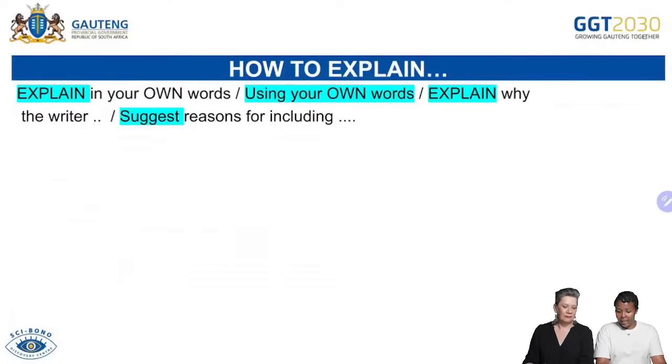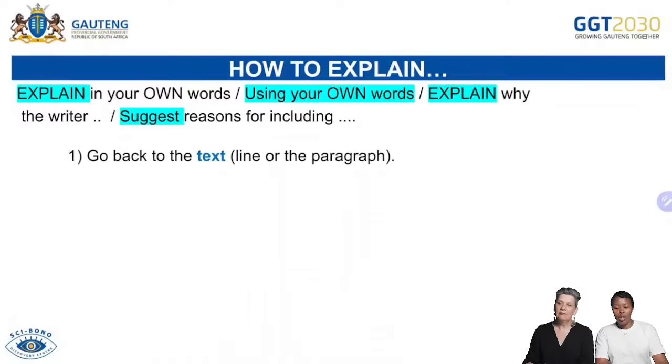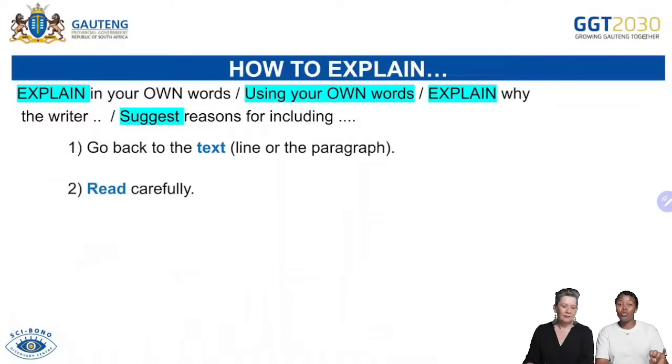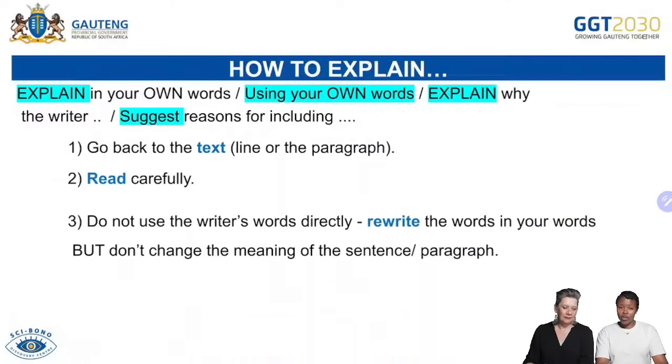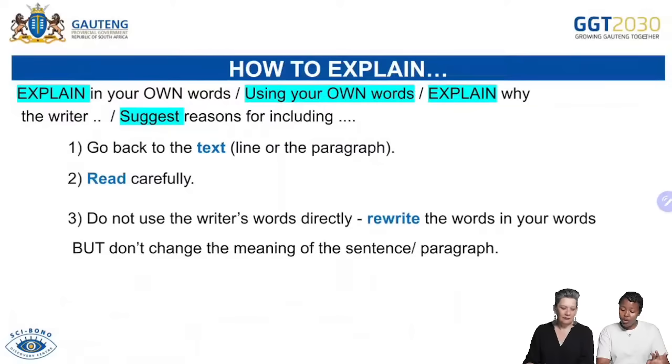Explain why the writer, or another way you can ask this question, suggest the reasons for including. Now, you go back to the text, line, or paragraph that the examiner has referred you to. You read carefully. It says you do not use the writer's words directly. You rewrite the words in your own words, but don't change the meaning of the sentence or the paragraph.